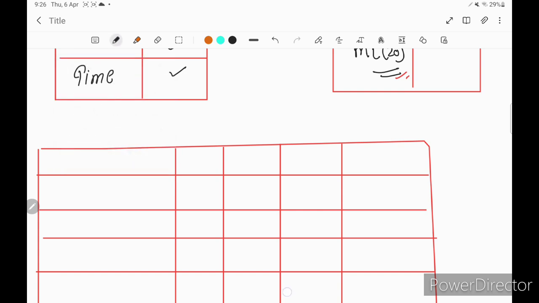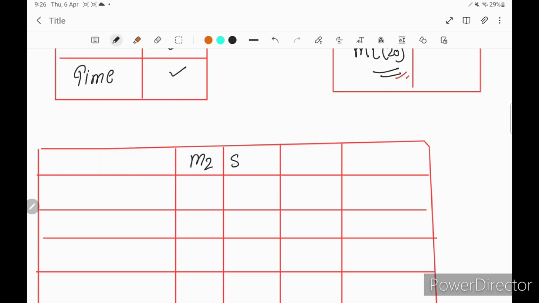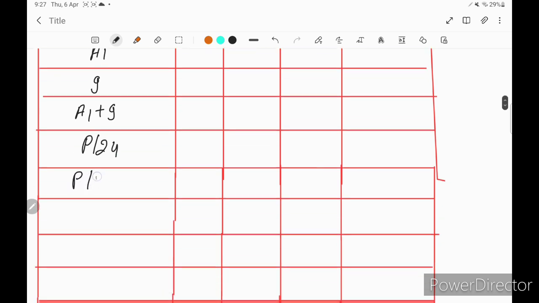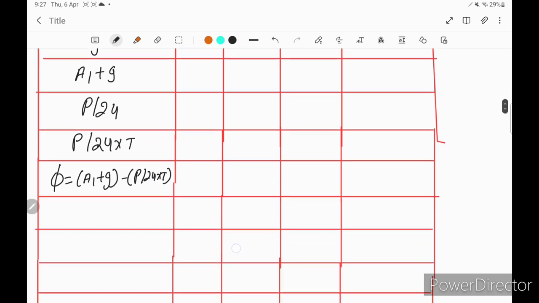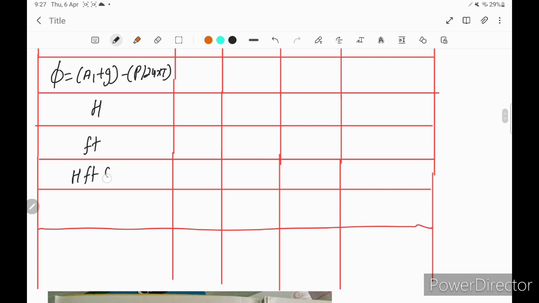Now come to the next table. You have to write first M2, S2, K1, O1. Now write here: A1, G, A1 plus G, P divided by 24, P divided by 24 into T. Theta is equal to A1 plus G minus P divided by 24 into T. Then HFT sin theta, HFT cos theta.